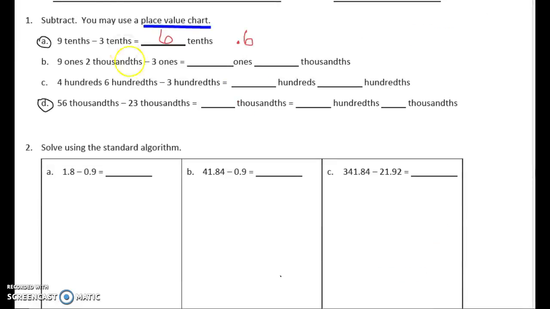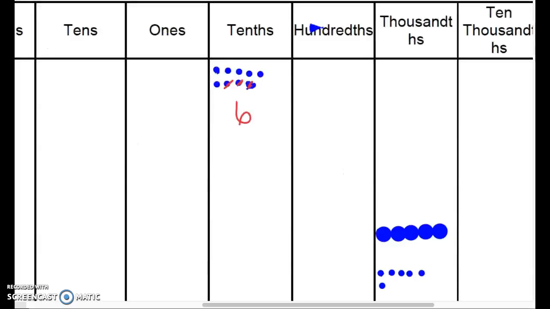And what are we taking away from it? We're taking away 23 thousandths. So if we go back there, we've got them all in the thousandths place. We've still got our red pencil, so we're taking away 23 thousandths. Here's taking away 10 of them, 20 of them, 23, so that's going to be 1, 2, 3 of them. And then we can see what we have left.